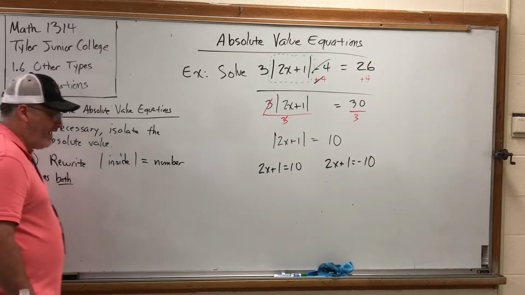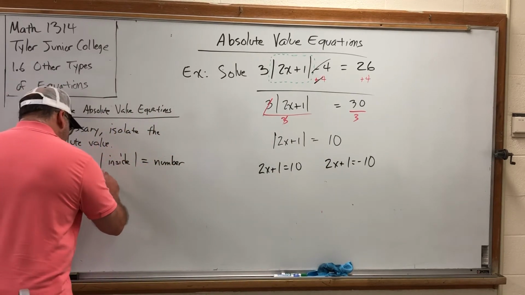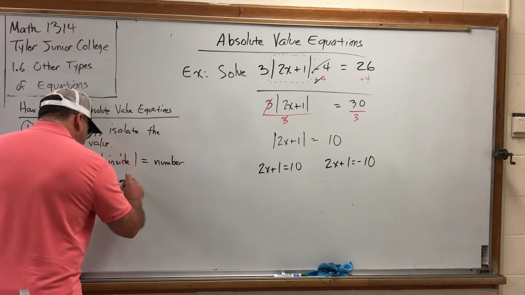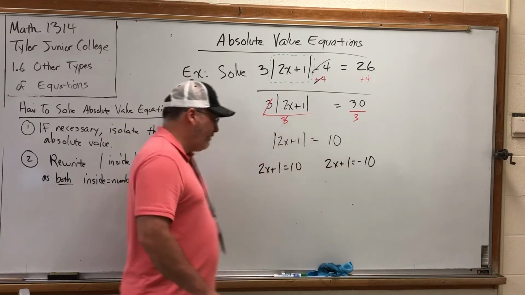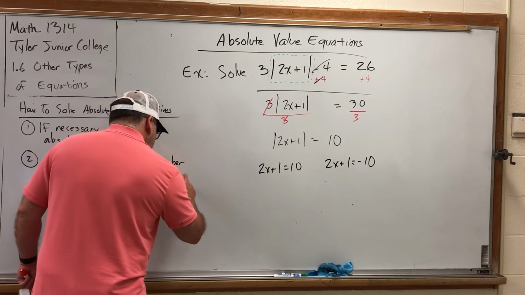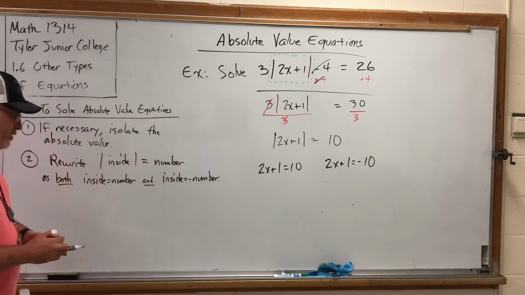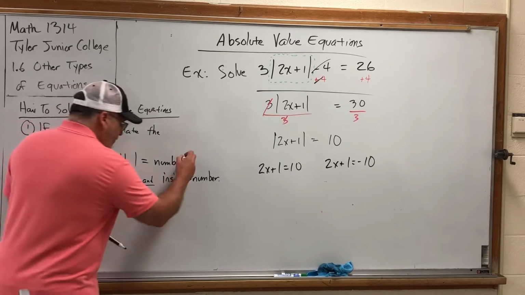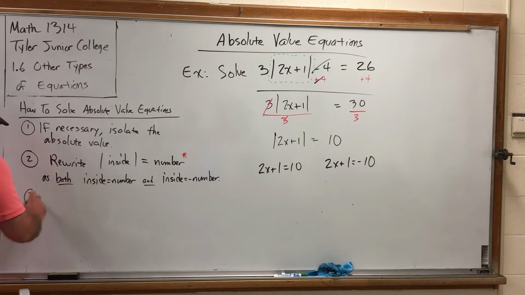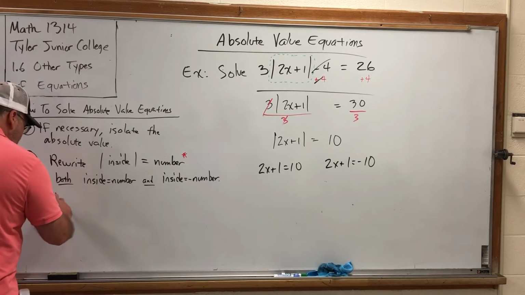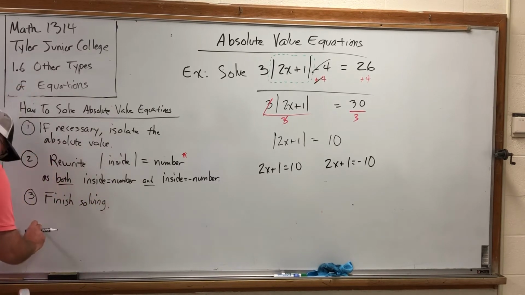Well, what did we rewrite it as? Well, we put the inside equal to that number. So inside equal to the number, and the inside equal to the negative of the number. That gets rid of the absolute value, warning, asterisk. When the time is right, I'll tell you why. At this point, I know what's going to happen. We're going to finish solving. I'll go ahead and get the asterisk ready down here.